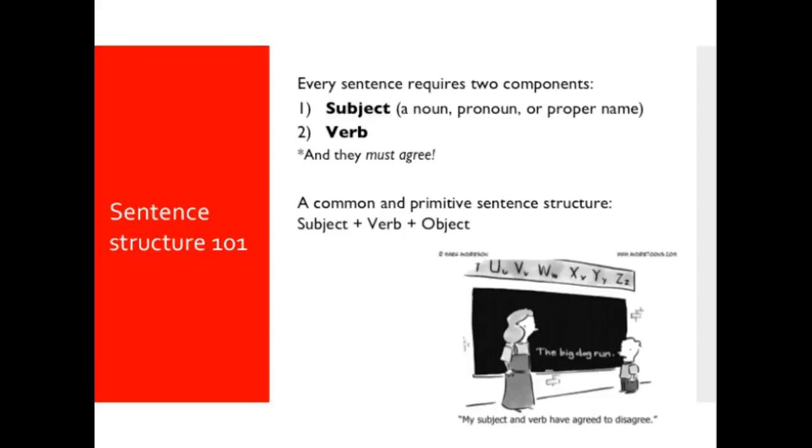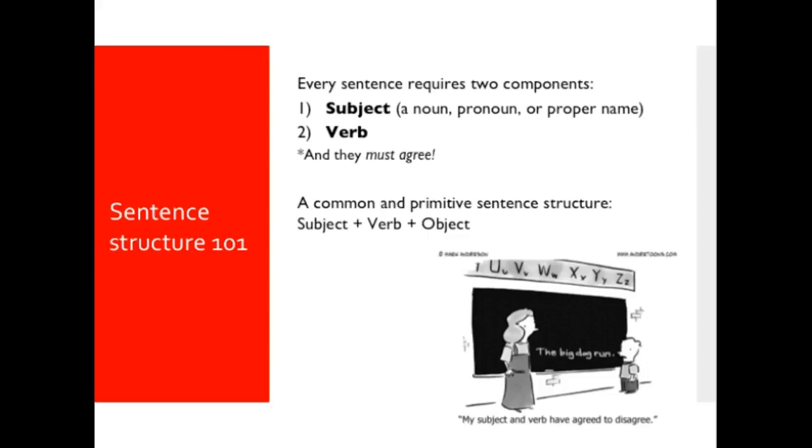So the most basic sentence structure must consist of both a subject, which can be a noun like a person or an object, a pronoun such as he or she, or a proper name such as your own name, for example, or Dr. Smith. And a verb, so that subject needs to be doing something. And the subject and the verb must agree. That means they must agree both in tense and in terms of being singular and plural. And we'll talk about that more in the next module on verbs.